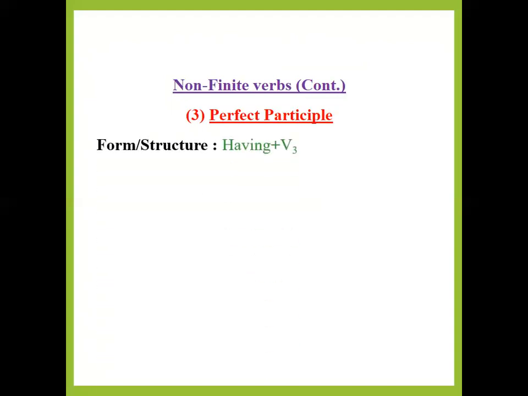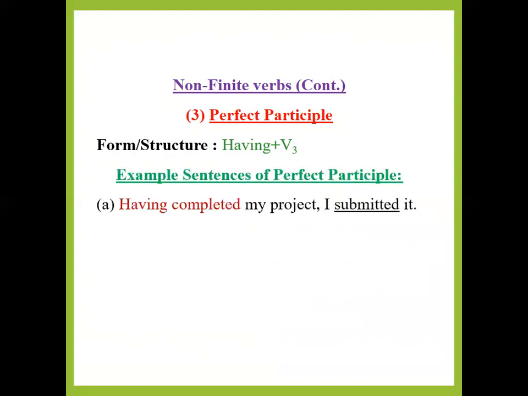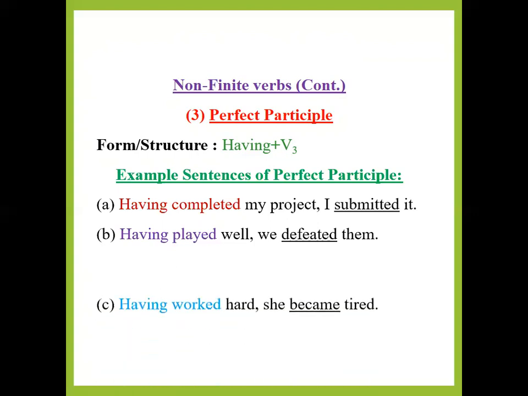Perfect participle. Structure of perfect participle: having plus V3. This is actually the combination of present participle and past participle. Example sentences of perfect participle: Having completed my project, I submitted it. Having completed is used as a perfect participle here, and submitted is a principal verb, that is, a finite verb. Having played well, we defeated them. Again, having played is a perfect participle here.